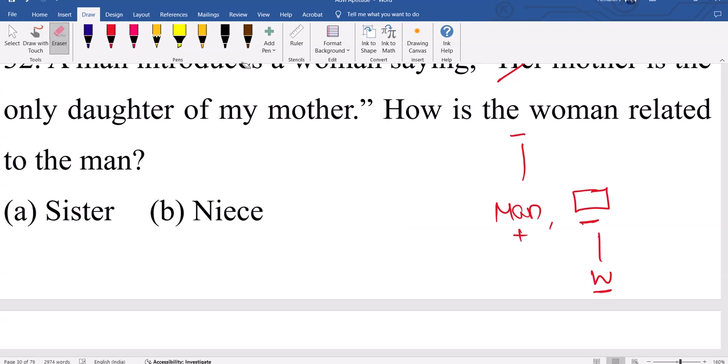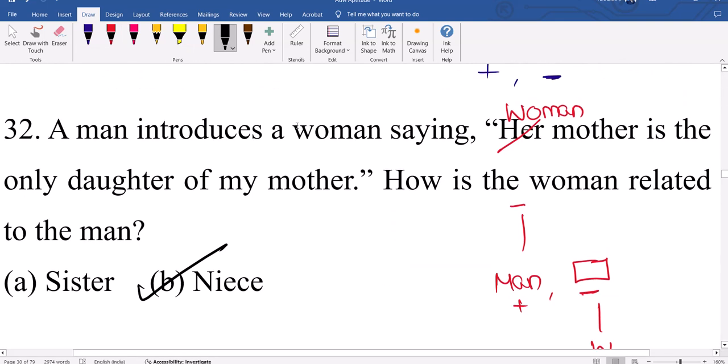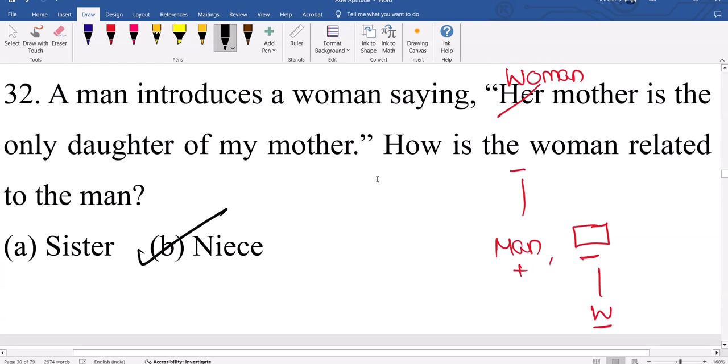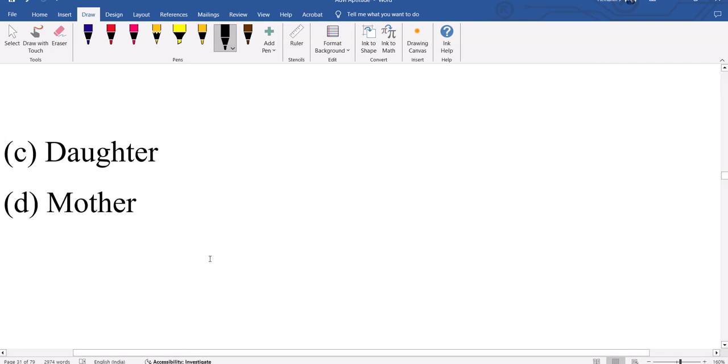Niece. Option B, sister daughter. See man mother only daughter means man sister. That person and woman mother both are same. So you have to go with man sister daughter is woman. How is woman related to man is nothing but niece. How is man related to woman? Uncle, maternal uncle to be precise. Now let's go for next question.